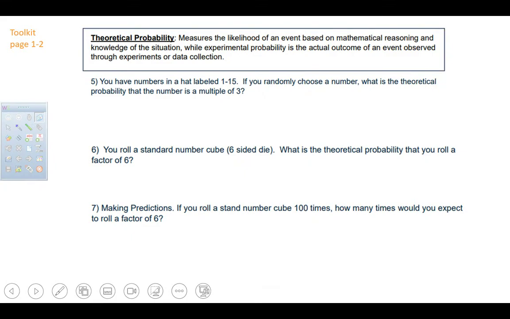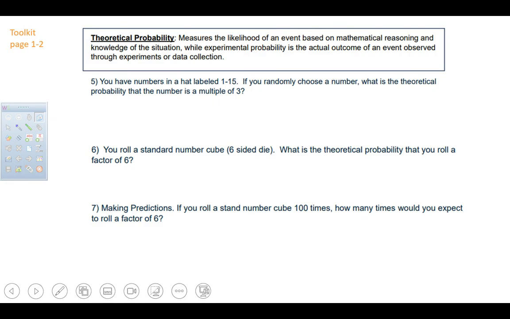You're going to be given a set of data that somebody got from doing some sort of experiment and you use that. Theoretical probability is different. Theoretical probability measures the likelihood of an event based on mathematical reasoning and knowledge of a situation. Okay, so here's what that means. Theoretical probability is what should happen. Hypothetically, what should happen. Experimental probability is what does happen when someone actually does it.